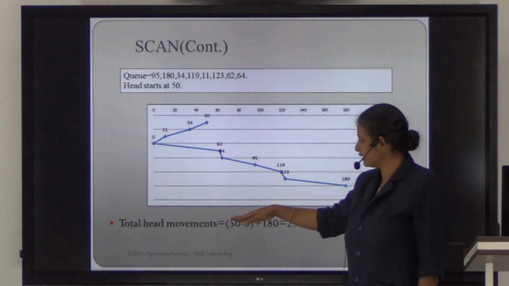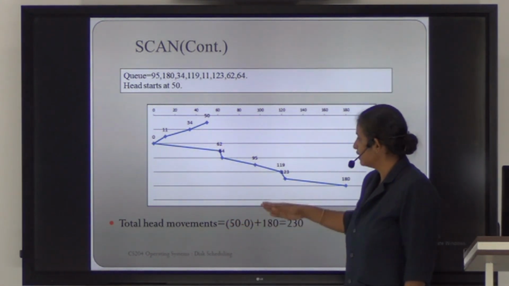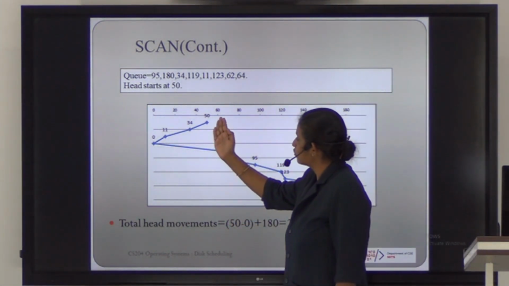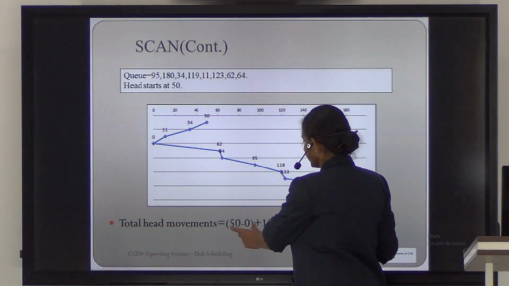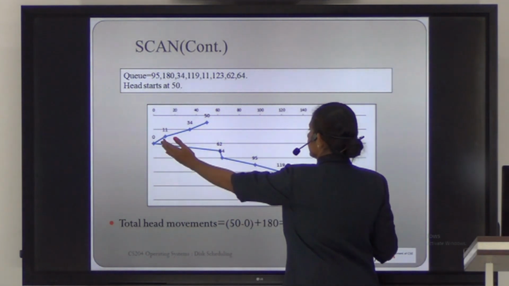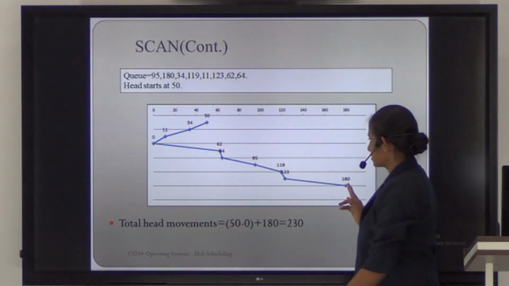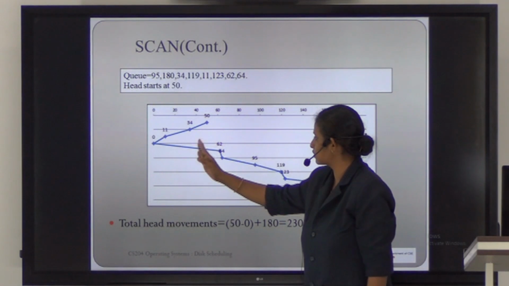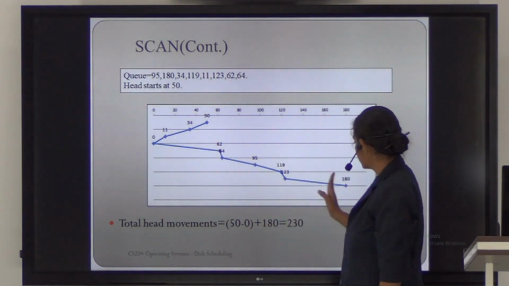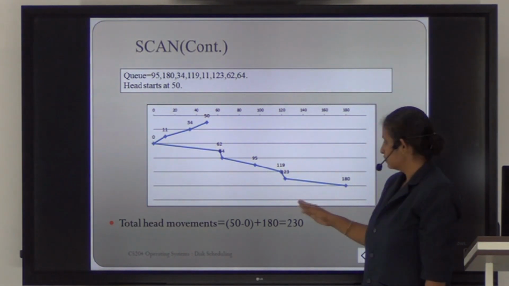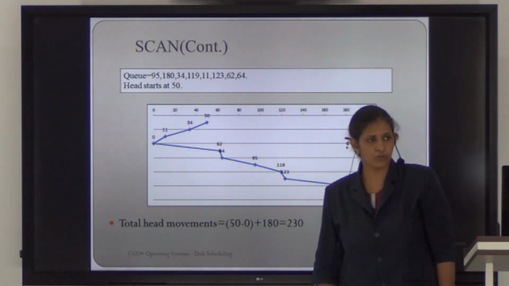In this case, the total head movement: we know it moves from 50 to 0, which we can write in a single step as 50 minus 0. Then from 0 it moves to 180. So instead of writing 62 minus 0, 62 minus 64, we can write it in a single step as 0 minus 180. Therefore, we get the seek time as 230.